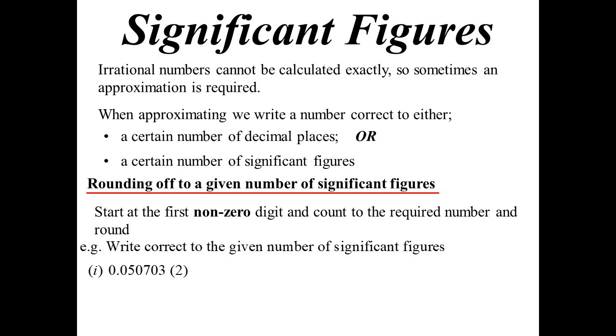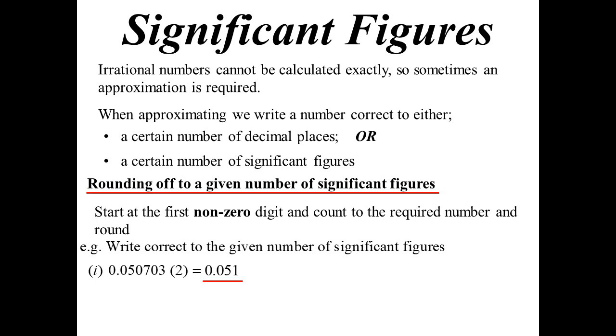So if a question said, write correct to the given number of significant figures, what would 0.050703 be to 2 significant figures? We start at the first non-zero number, which is 5, and we count 2 figures. So 50, and the next number is 7, so I round up.